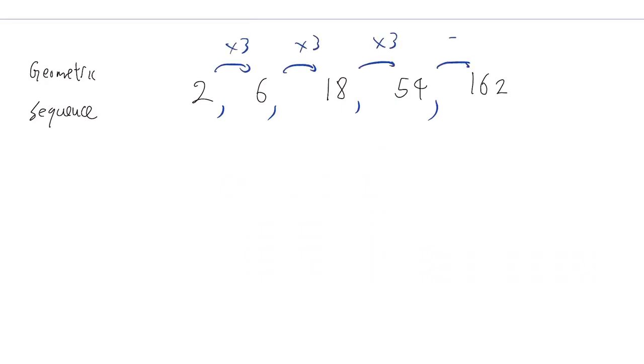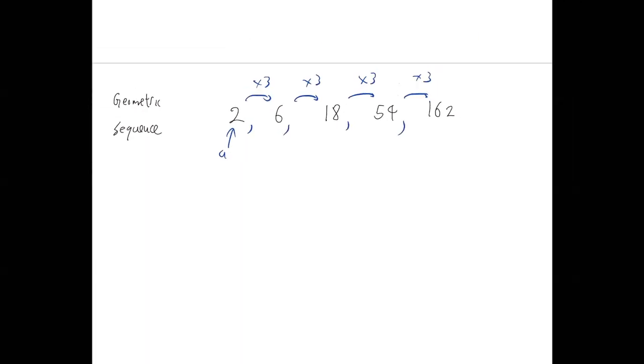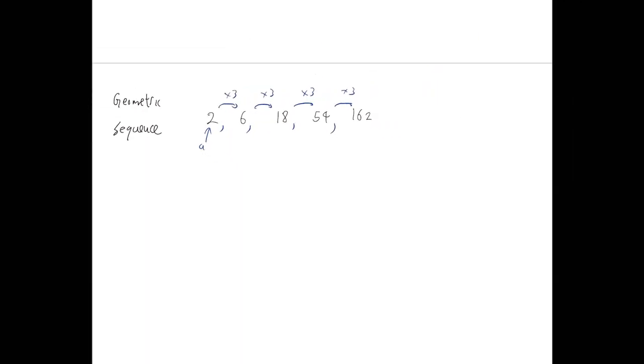Now, can you find the generic term? A equals, this is A. Then instead of D for difference, now it's common what? Factor. No, factor can also, but ratio. I like to call it ratio. Okay? Common ratio. So let me just increase the thickness. So R equals to what? 3. Okay, good.